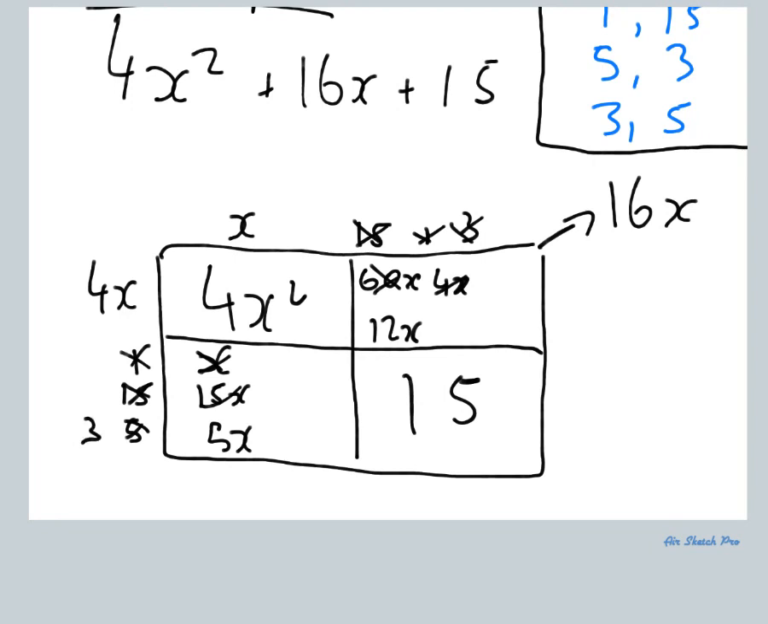So we've got a 3 here, we've got a 5 here, and we go again. So 5 times 4 is 20x, and x times 3 is 3x. So now we've got 3 plus 20 is 23x, still not 16x. So we've tried all possible pairs within this box here, and we haven't got the right solution.